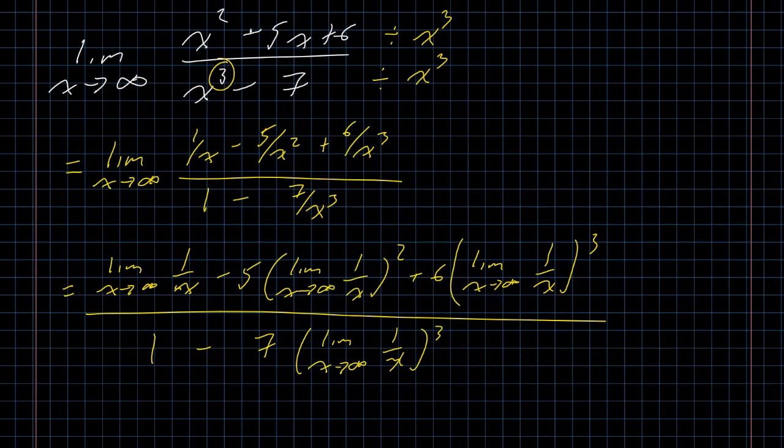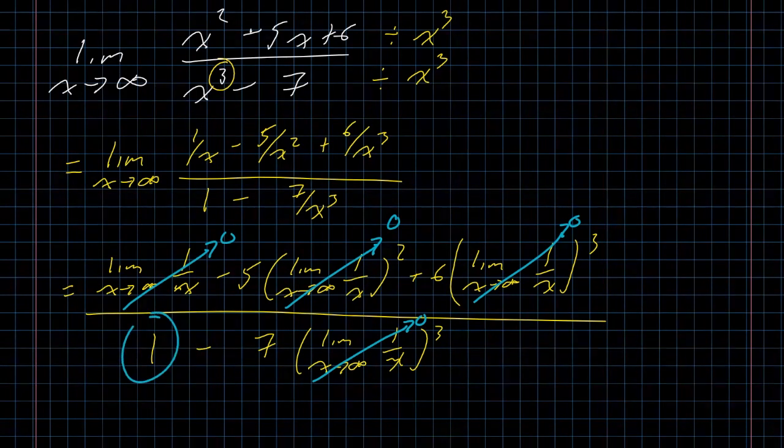And in the last video, we saw that the limit as x approaches infinity of 1 over x is 0. So this is 0, and this is 0, and this is 0, and that's 0. Everything goes away except for this nice factor of 1 in the denominator. The limit in this case is 0.